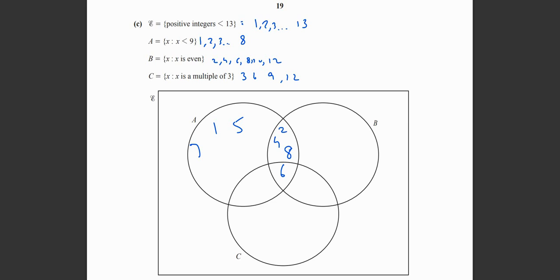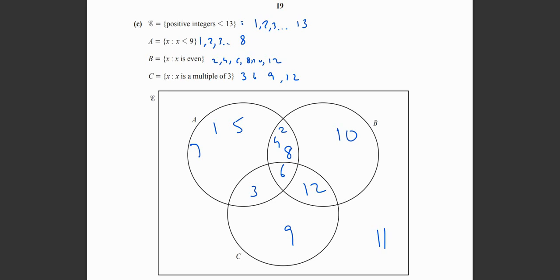Then we have 3 as well. 3 is common between A and C. Then in C you have 9. Then you have another number which is 12. 12 also comes in B, so that's common. And then you have 10. And the one number that is remaining is 11. So 11 is going to come out over there. Alright. Okay, moving on. We have completed the Venn diagram.